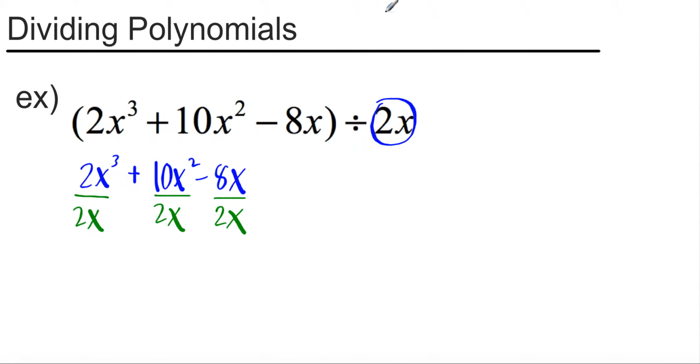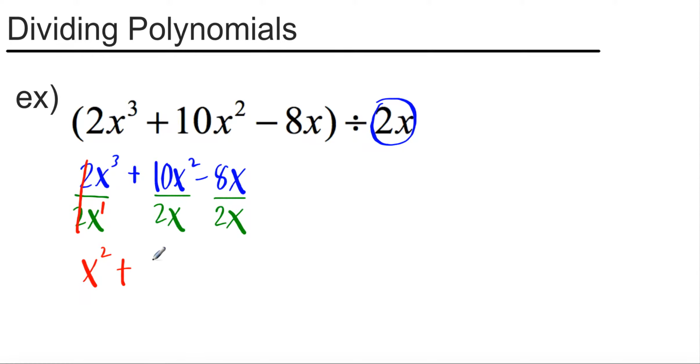Now we're going to go forth and divide our coefficients, and then with our variables, remember when you're dividing and the bases are the same, you have to subtract the exponents. All right, so looking at our first term, 2 divided by 2 is 1, so those cancel. X to the third divided by x, which is really x to the first, is just x squared, because 3 minus 1 is 2. Bring down your plus sign. Move on to the next term.